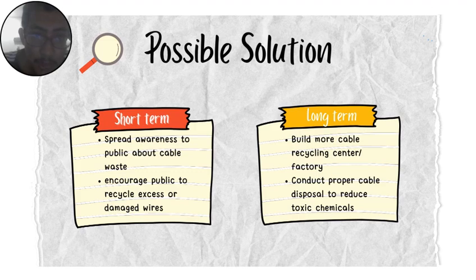Next, for possible solutions for this, for the short term, we can spread awareness to the public about cable waste. And secondly, we can also encourage the public to recycle excess or damaged wires. Meanwhile, for the long term, we can also build more cable recycling centers or factories. Next, conduct proper cable disposal to reduce toxic chemicals.